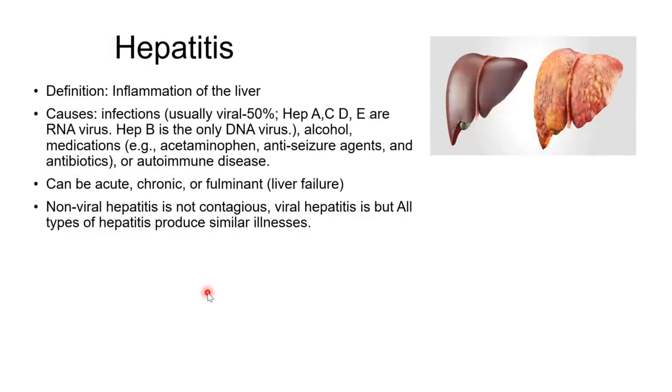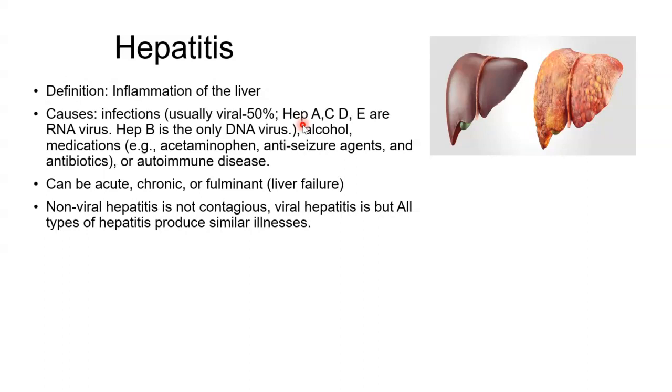So hepatitis is inflammation of the liver, and there are multiple causes. However, viral hepatitis is the most common cause. Out of infections, a virus is the most common infection. And out of all of these causes that can cause an inflammation of the liver, hepatitis A, B, C, D, E are the viruses that are the most common causes of hepatitis.